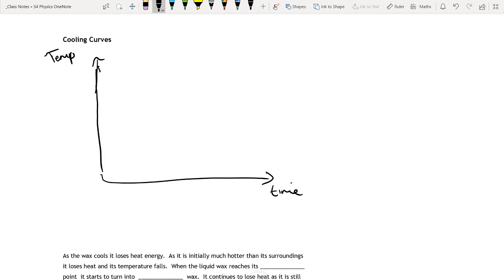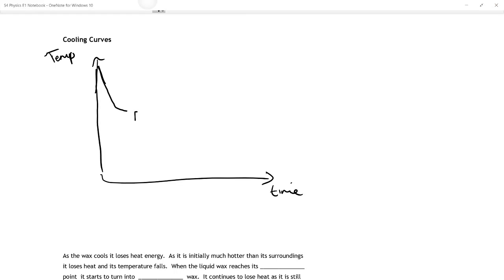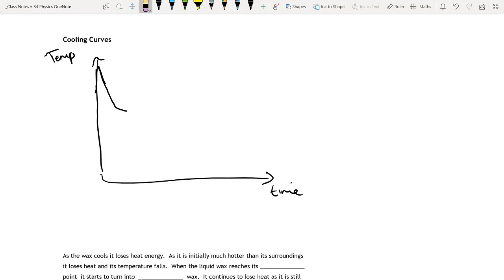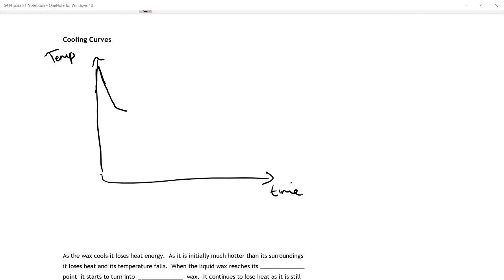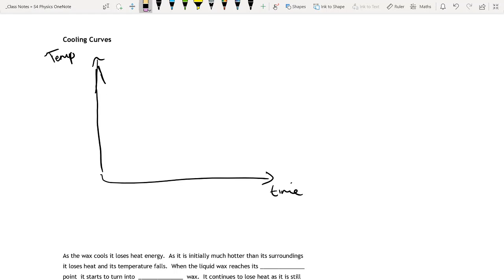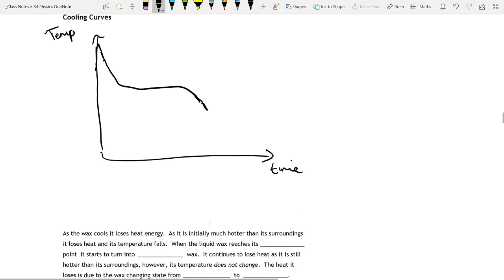So you'd see it, as you would expect, decreasing in temperature, but then it would level off a little bit. Oops. Helps if I change the pen. And then continuing to decrease. Okay? So what's happening here?